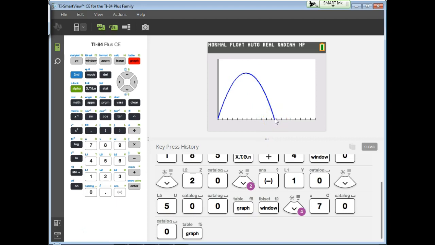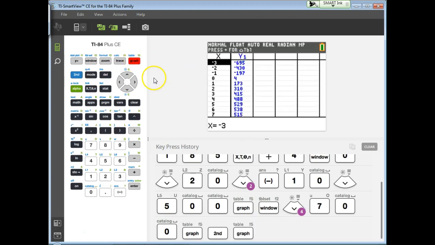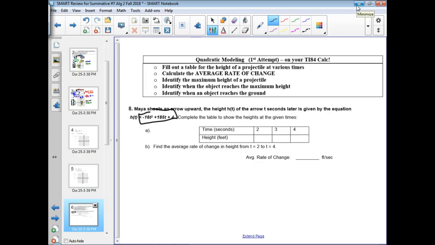So, first question. Oh man, I didn't even have to mess with the window. I just needed to go to the table. Alright. So 2 seconds, 3 seconds, and 4 seconds. Alright, so we're going to copy these numbers over to the table. 310 feet at 2 seconds, 415 feet, and then 488 feet. So sorry, we just explored the window for no reason. 488. And then it has a follow-up question.